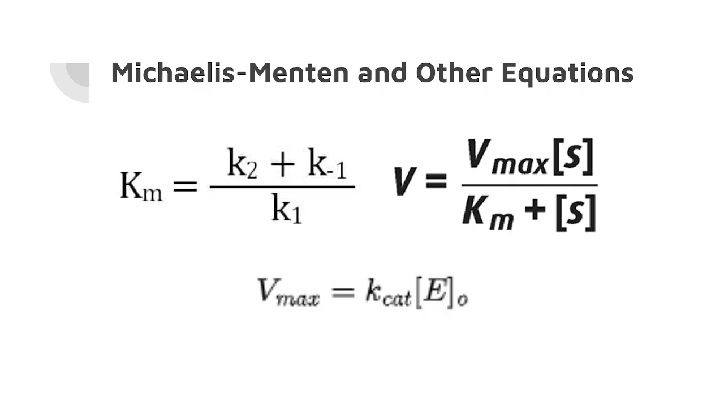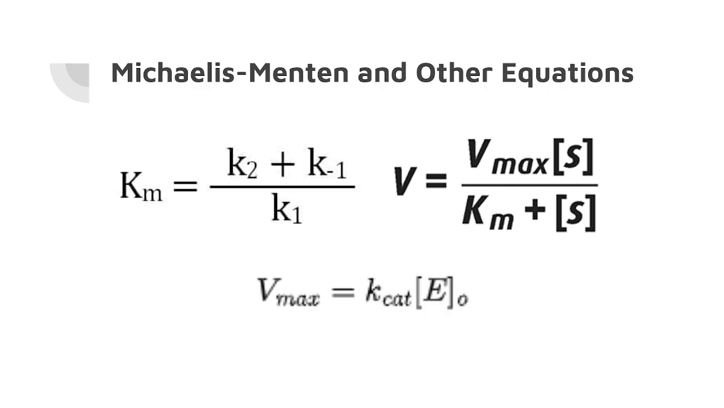Similarly, with Km, we can use the constants being discussed, the dissociation, binding, and catalytic constant to find the concentration needed to reach half of Vmax of a particular enzyme. And to do that, the Km is calculated through K2, which is the catalytic constant, plus K minus 1, the dissociation constant, over K1, the binding constant.